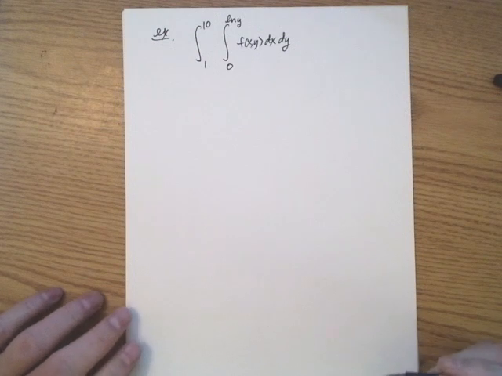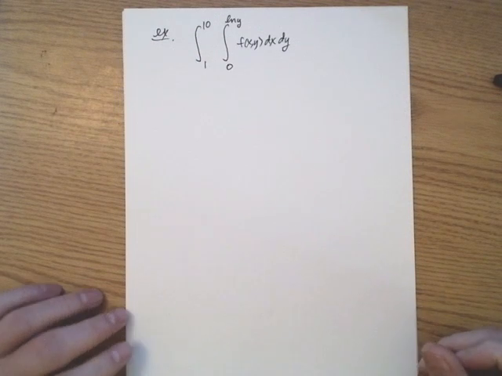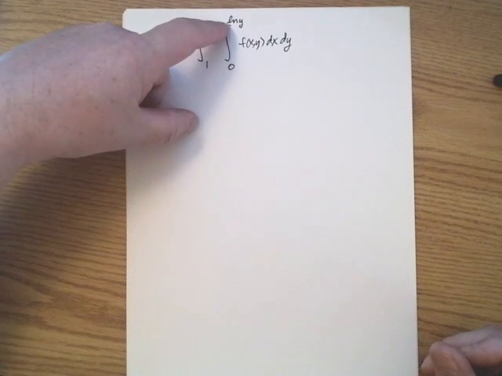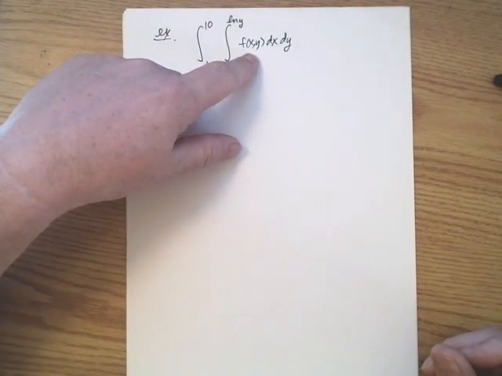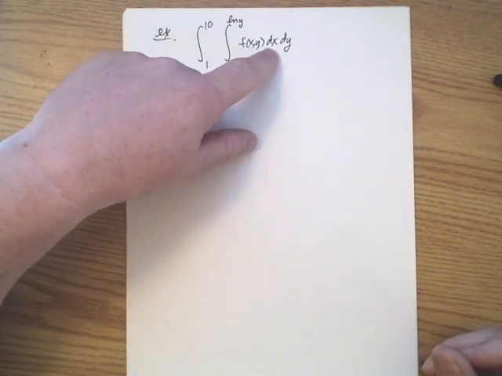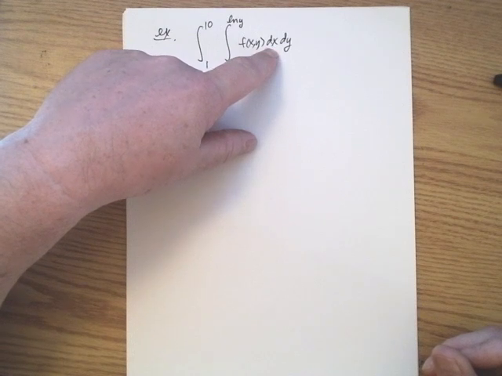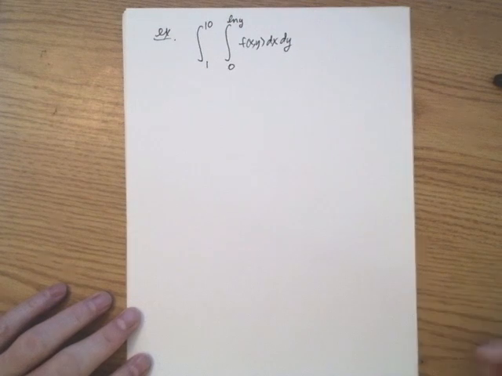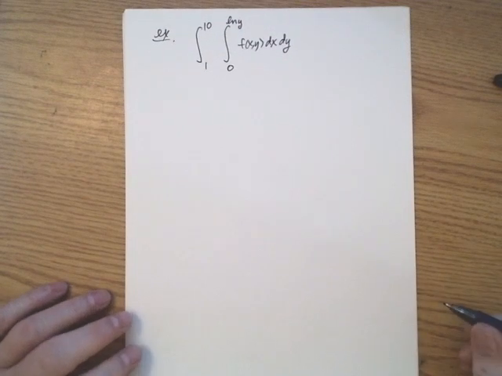All right, let's start another problem here. Here I've got another example. I'm integrating from y equals 1 to 10, x from 0 to the natural logarithm of y, some integrand f of x, y, integrating with respect to x first, and then y. Now we want to reverse the order of integration. How are we going to do that?